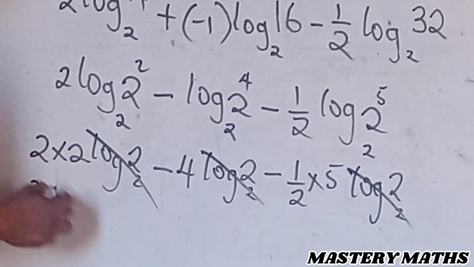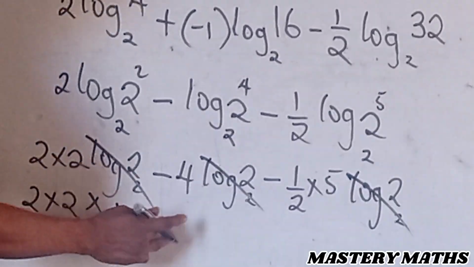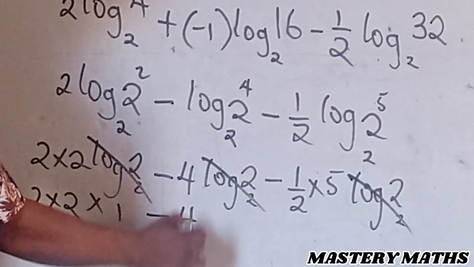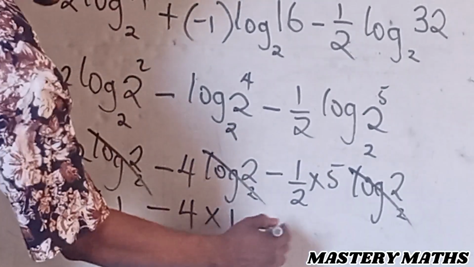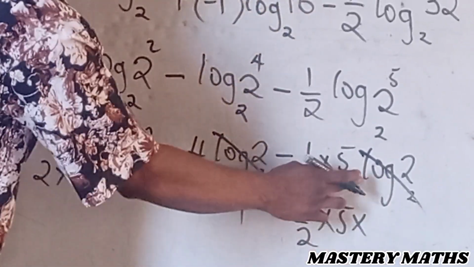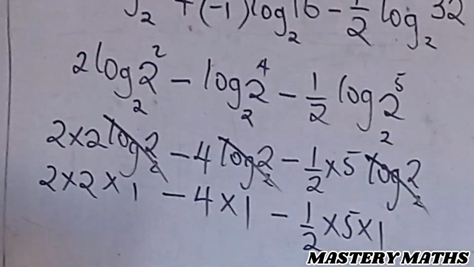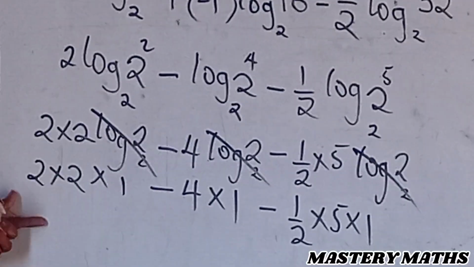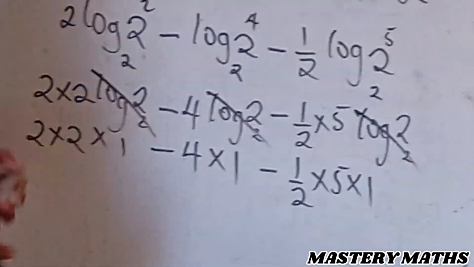So here it will be 2 times 2 times log 2 base 2, which gives us 1. Then you have your minus 4 times log 2 base 2, which gives us 1. Then minus, you have 1 over 2 times 5 times log 2 base 2, which gives us 1. Let me set it down. So, having done this, we need to simplify all. Now we'll bring it together. Now, what should we do now?